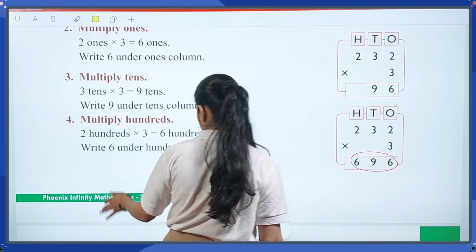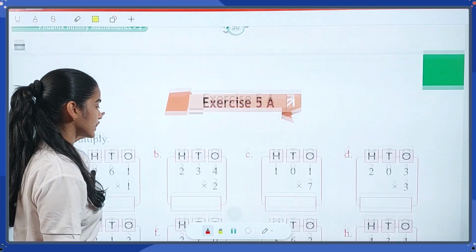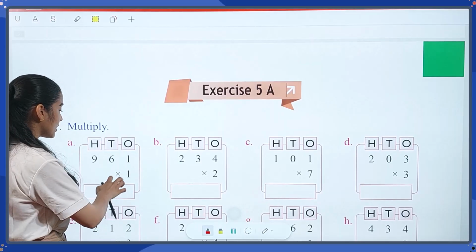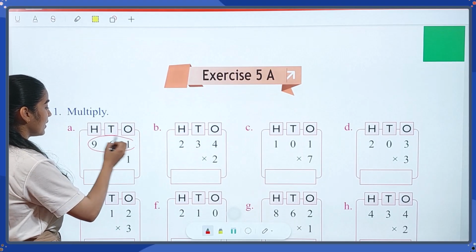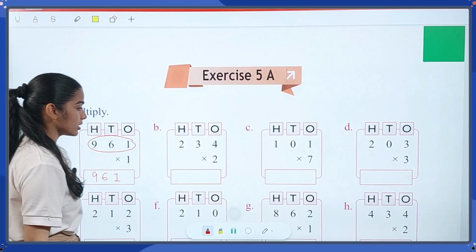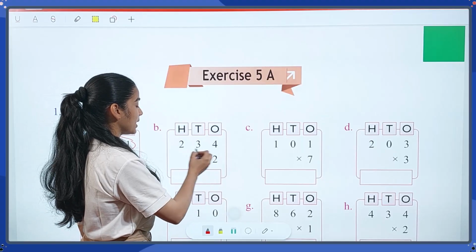Okay. Next, we have our exercise. Whenever we multiply a number by 1, we get the number itself as the product. So 961 is our product.